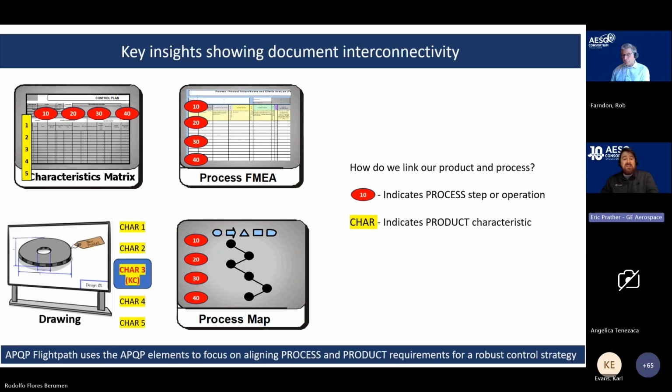So here we see, back to the previous, in yellow, we have our characteristics showing what the product characteristics are, right? What's on the drawing, what's in our specs, and those are going to be consistently shown in yellow. And we show how those relate to our operations, those big steps in the red circles. So across these documents, we kind of see how they move in and out of each other and how they relate. So what we want to do is use the APQP elements to align process and product requirements so that our control strategy can really be robust.